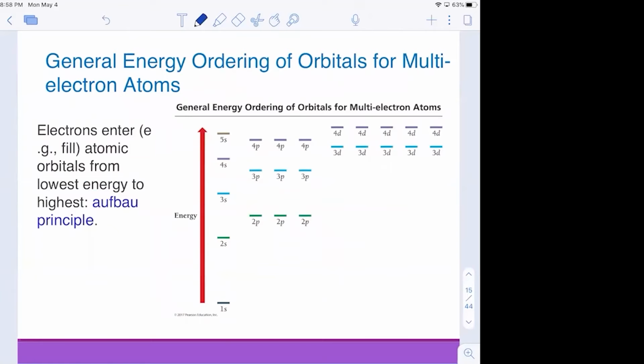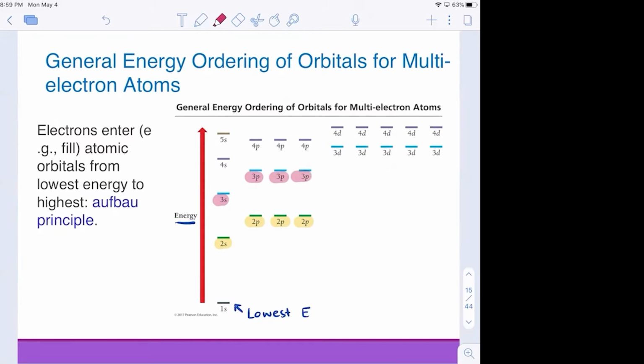Here's a general ordering of orbitals for multi-electron atoms. What we see is that the 1s is the lowest energy. Energy is increasing here on the y-axis. So we do start with the 1s. Then we see the 2s followed by the 2p. P's are a little bit higher in energy than s's. Then we see the 3s and the 3p.